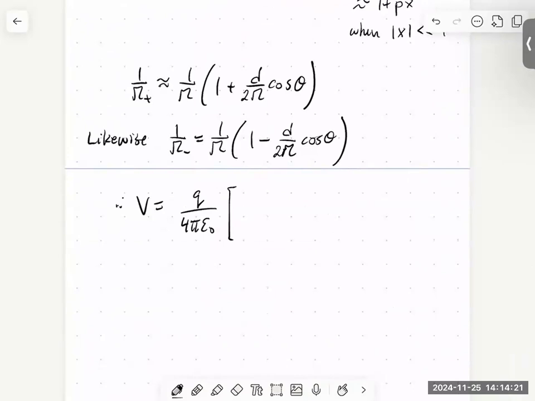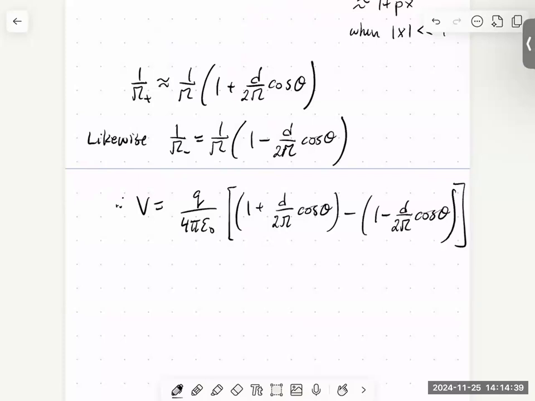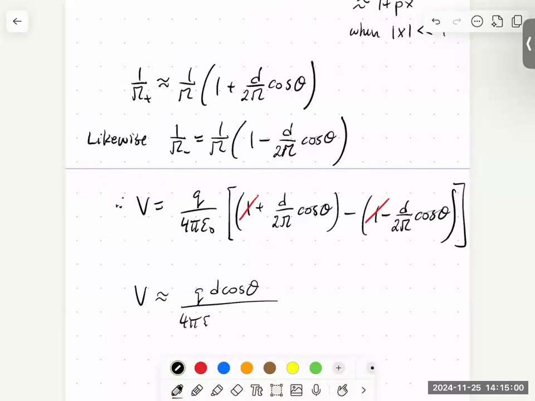And then let's see, we're going to get 1, well, okay, we'll just write it out. 1 plus d over 2r cos theta. That's 1 over r plus, and then we get -1 minus d over 2r cos theta, like so. The ones will cancel, and the other terms will end up adding. So we get rid of the 1/2. And so our potential V is going to be approximately Q times D times cos theta over 4 pi epsilon naught, and then just a script R.